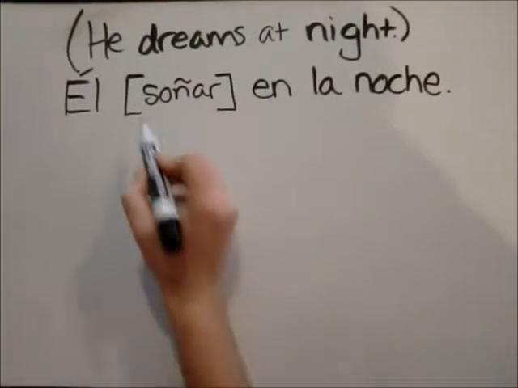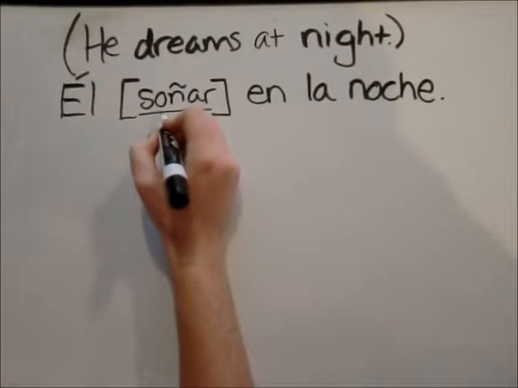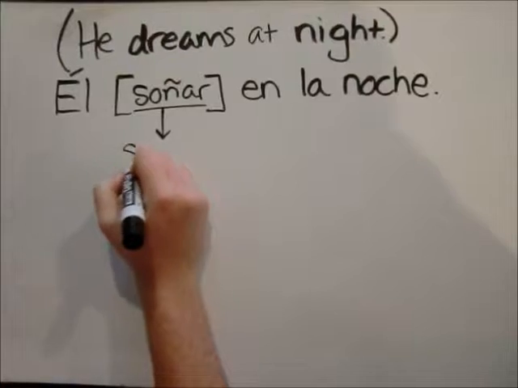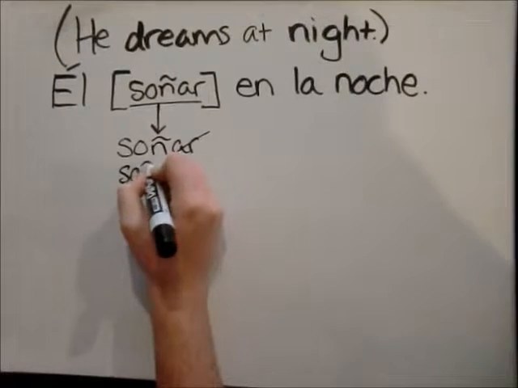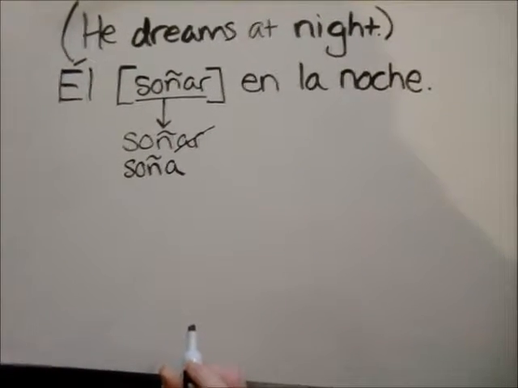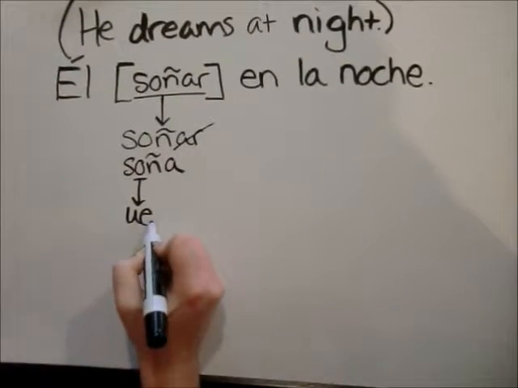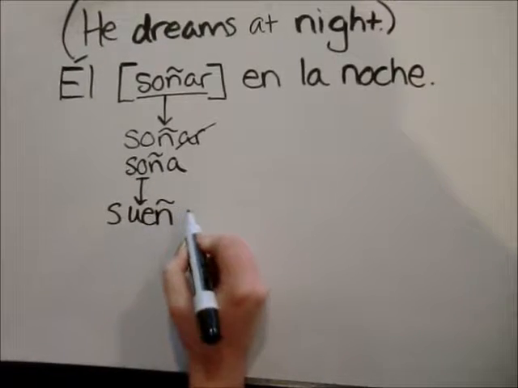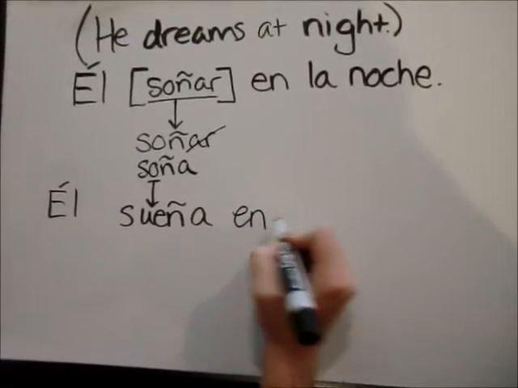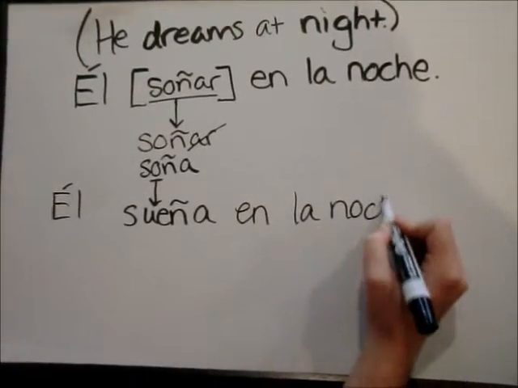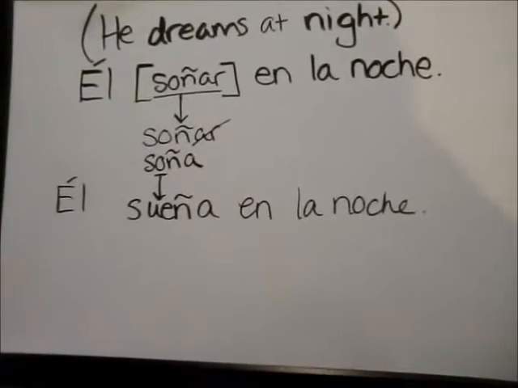The next verb we chose is an AR verb, soñar, which means to dream. The first thing you want to do, since it's appearing in the él form, is change it to sono and drop the AR. So then, here's the higher level Spanish. You want to change the O to a UE for your stem change, because O changes to UE in stem change verbs, AR stem change verbs specifically. Now the completed sentence is él sueña en la noche, and that is a correctly conjugated sentence.